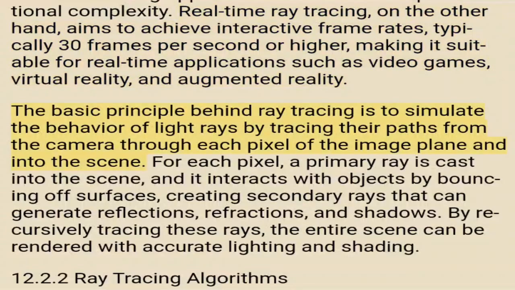The basic principle behind ray tracing is to simulate the behavior of light rays by tracing their paths from the camera through each pixel of the image plane and into the scene. For each pixel, a primary ray is cast into the scene, and it interacts with objects by bouncing off surfaces, creating secondary rays that can generate reflections, refractions, and shadows.